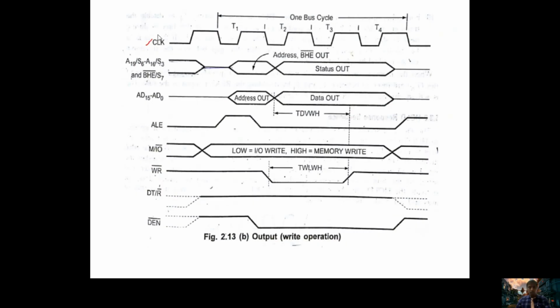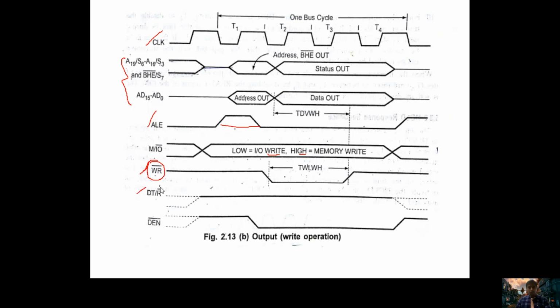In the same way, clock is essential, multiplexed address and status lines. Similarly, address and data lines are required. ALE should be high during the first part of the machine cycle, here also T1 time. M by IO bar should be 1 for memory write operation, 0 for IO write operation. For IO write operation it should be low, for memory write operation it should be high. Write bar: in the previous read operation we were activating the read bar signal. Now here we are activating the write bar signal. This is the only change from the previous one. Here write bar should be low from T2 to T4 time, and before T2 it should be high. Okay, this is one change.